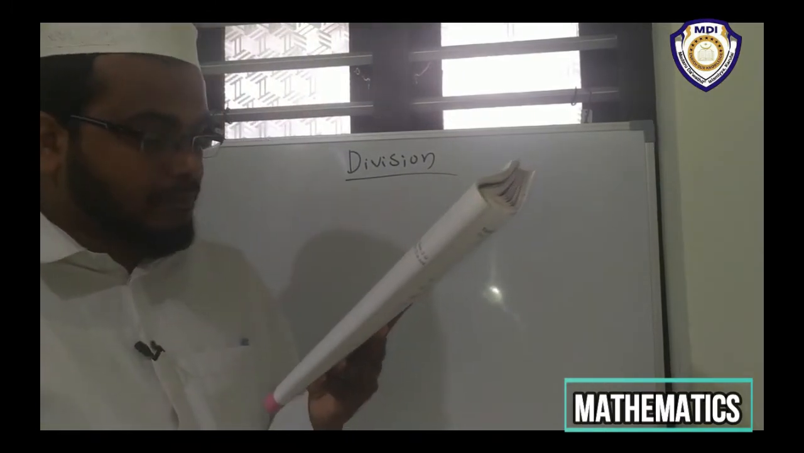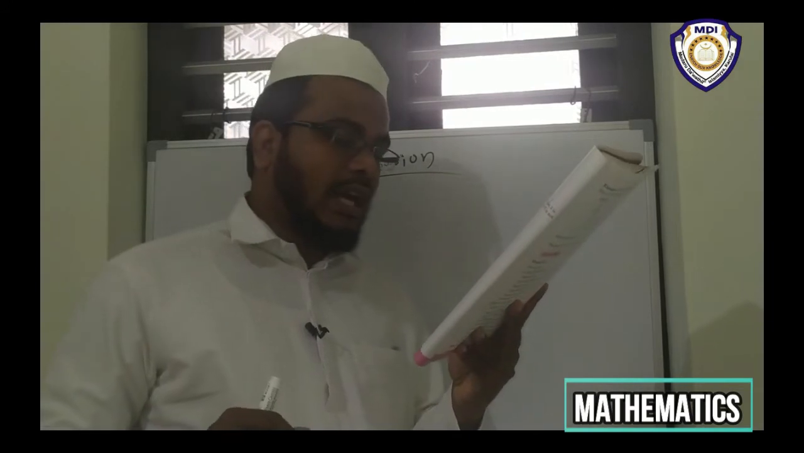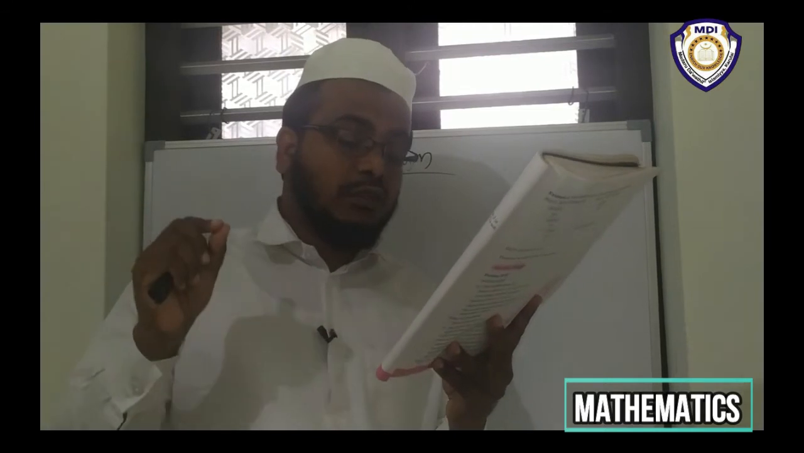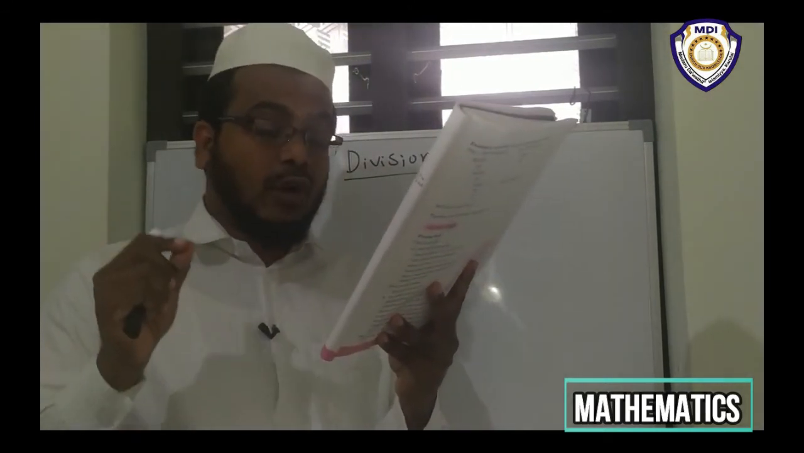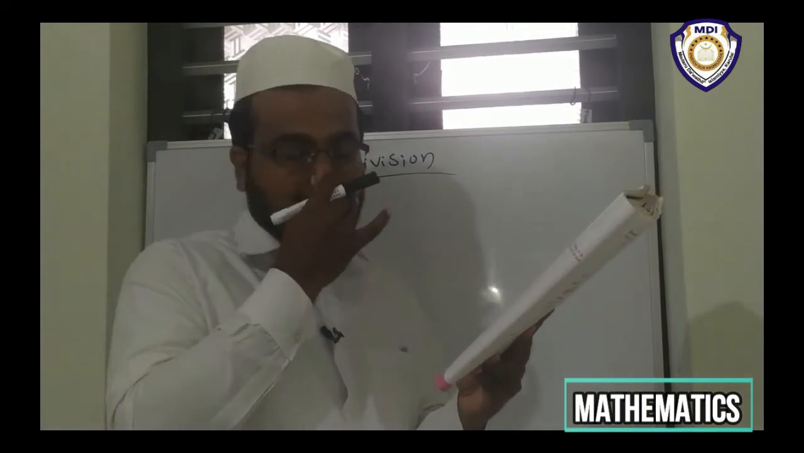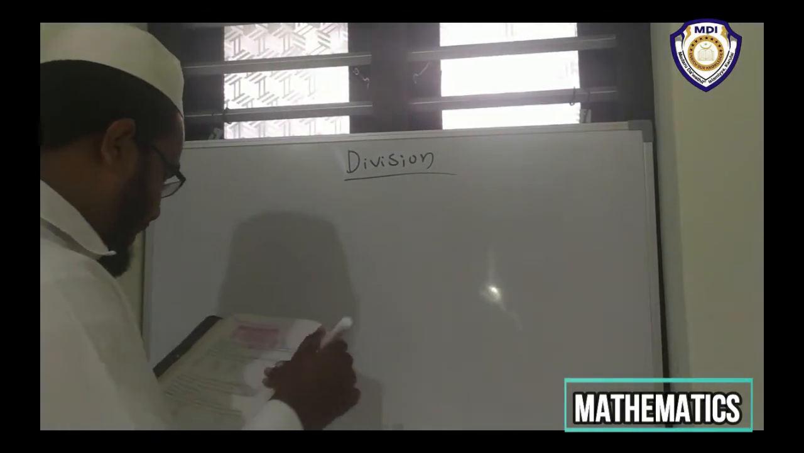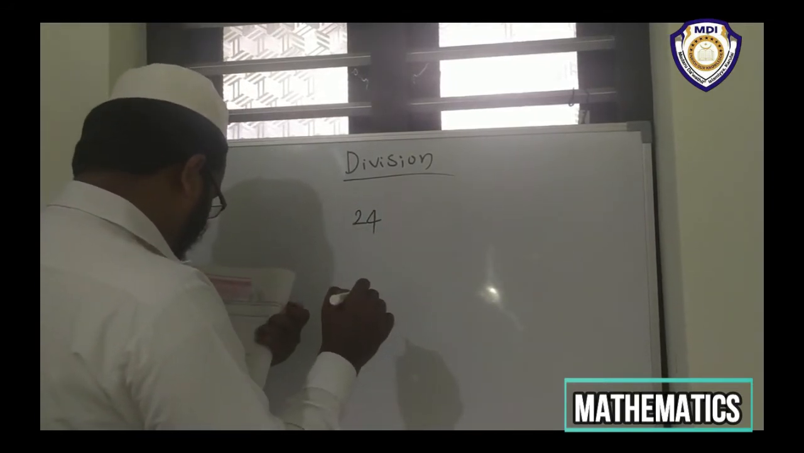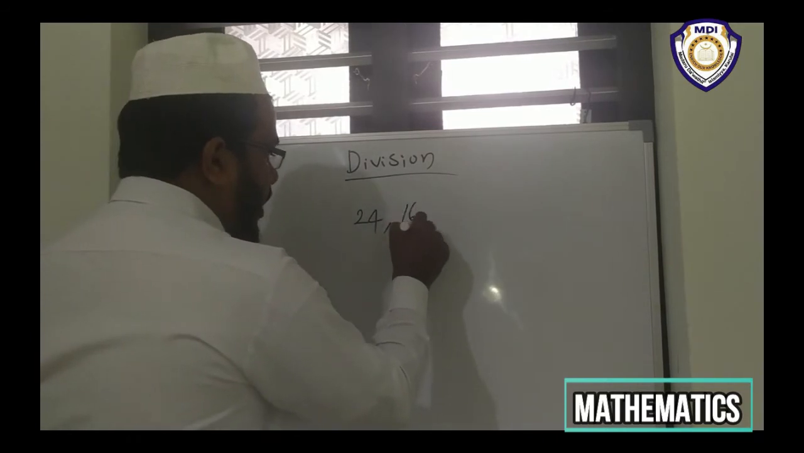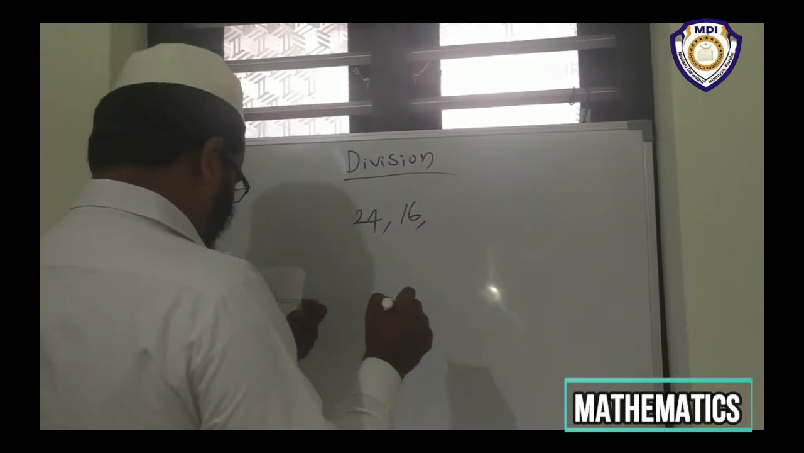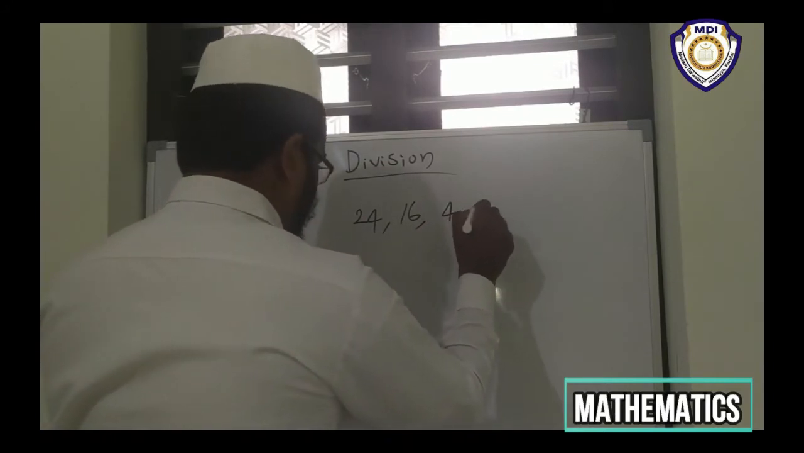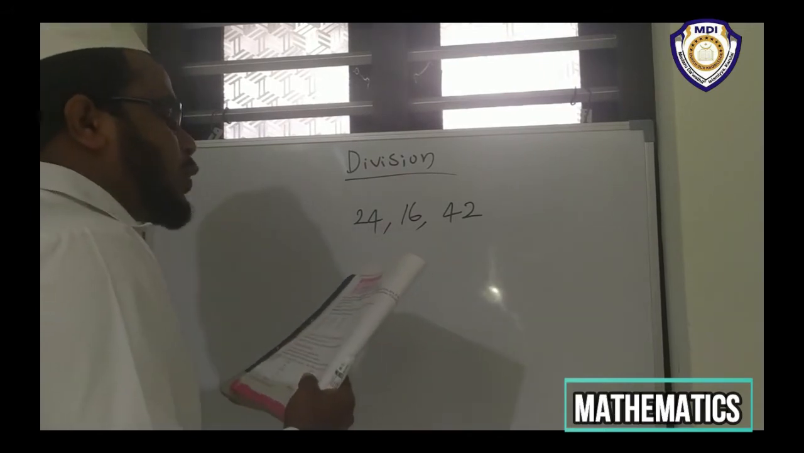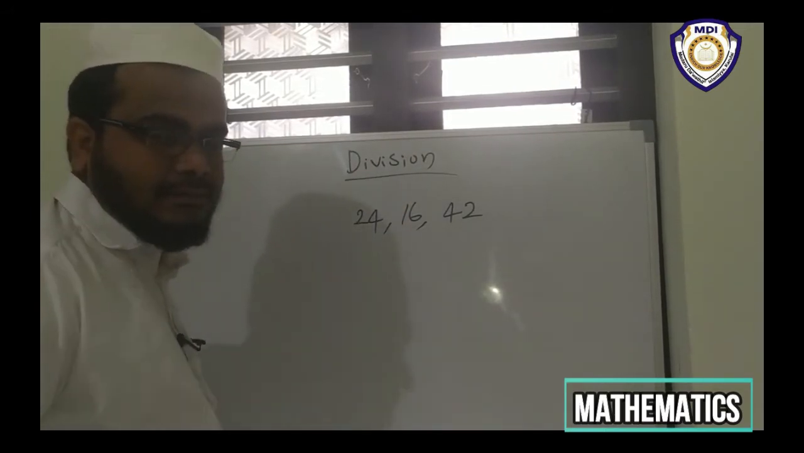Okay, there are steps to find the HCF by the division method. First question: find the HCF of 24, 16 and 42 by using the division method. I will just write it down here. Okay, please listen here. It is very important and very simple to understand if you are here with your full attention. Okay, 24, 16, 42, division method.